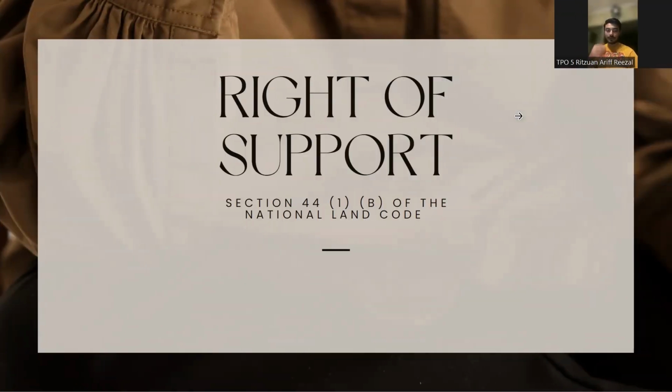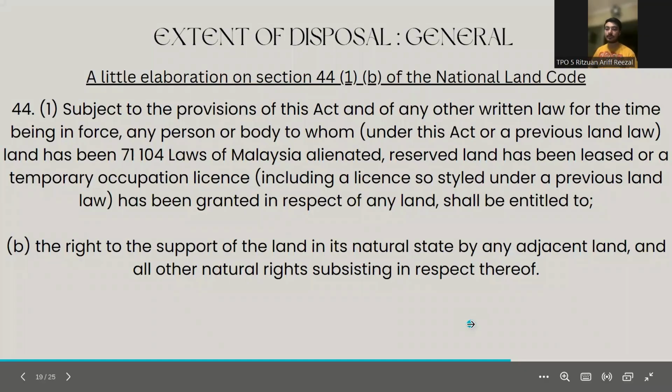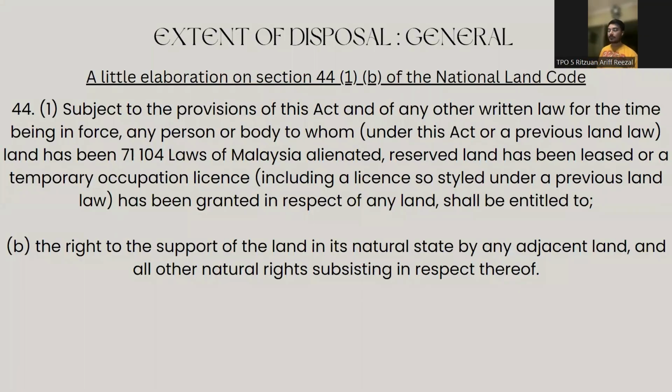I am going to present on the right of support, and I'm going to jump straight into what it means under Section 34.1. The provision is here. I'm just going to elaborate a little bit, which means that this provision is mentioning any persons or bodies, or basically anybody who can own land, in respect of any sort of land granted to them. That's exactly what I mean.